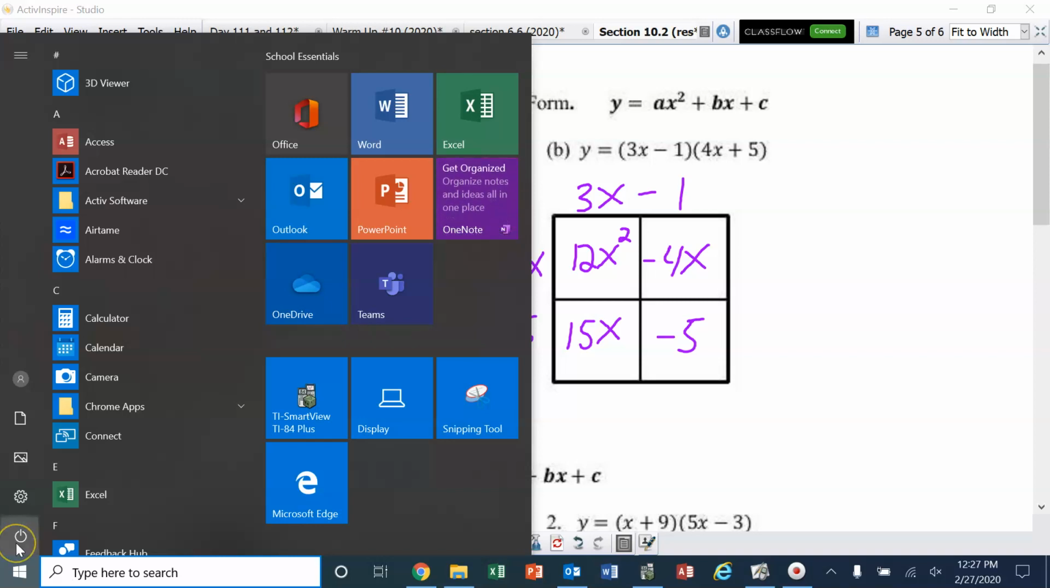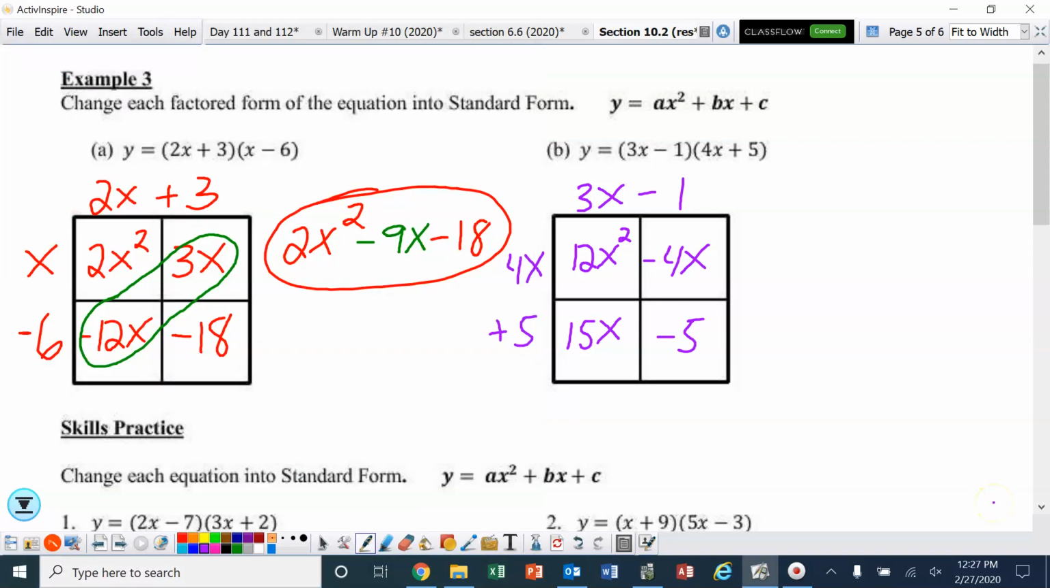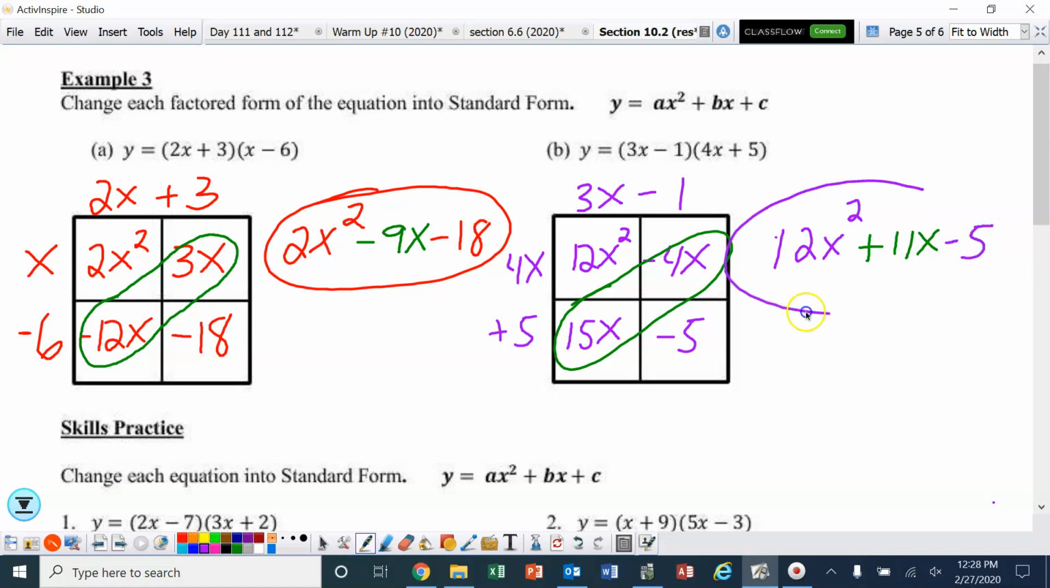Whoops, sorry about that. Let me get rid of that. There we go. All right, now we are going to write out the answer. Again, these two boxes that I just circled are like terms. All right, so here we go. So we've got 12x squared. And then combining those two together, we have plus 11x. And then we have the minus 5 at the end. And that, ladies and gentlemen, is our answer. All right, continue working on the skills practice.